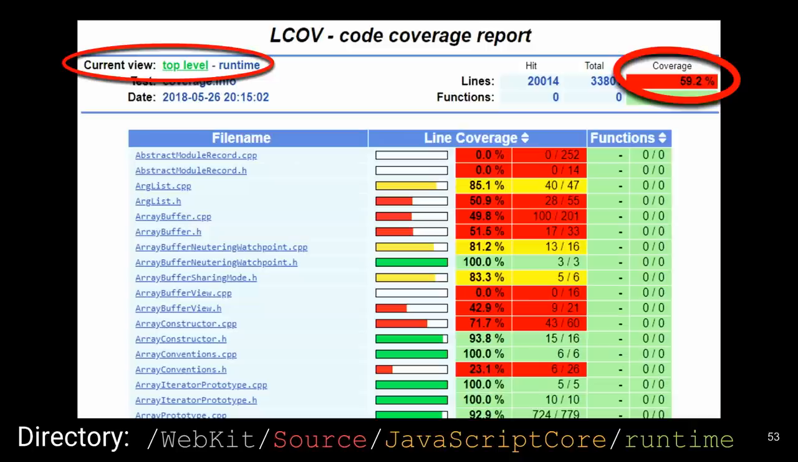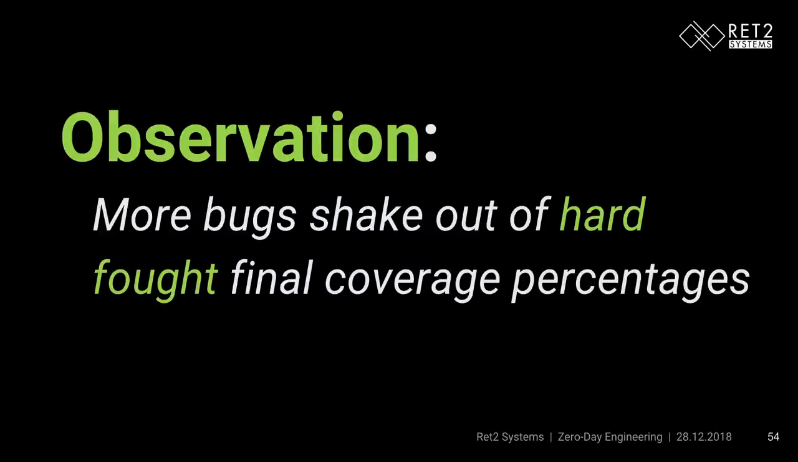A good target is 60% code coverage, so you can see that in the upper right-hand corner. That's what we were shooting for. Again, it really varies from target to target. This was also just us focusing on the runtime folder, if you see in the upper left-hand corner. Something that we've observed over many targets and exotic targets is that bugs almost always fall out of what we call the hard-fought final coverage percentages.